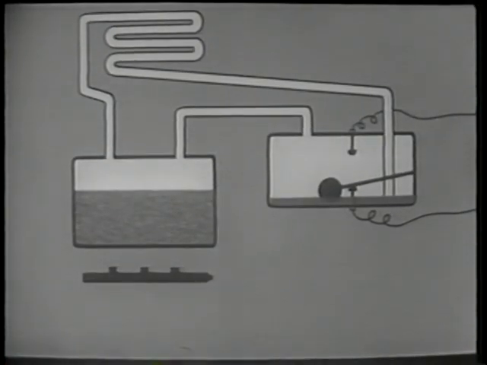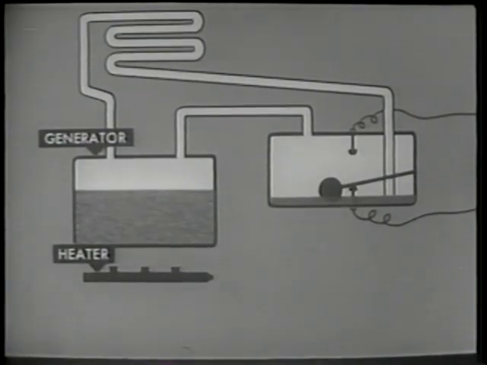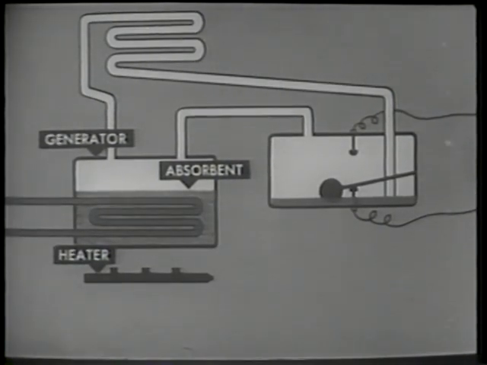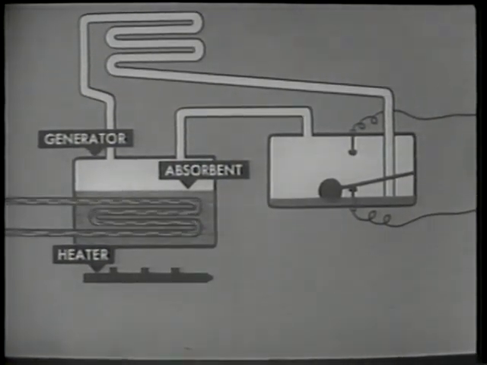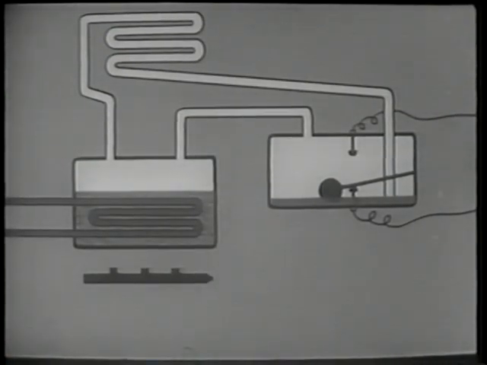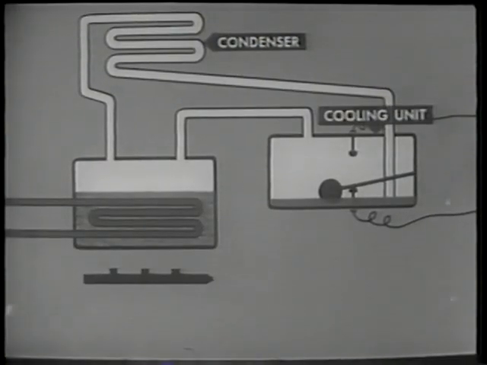The driving force in the absorption system is heat, and a heater and generator take the place of the compressor. The generator contains an absorbent, a liquid or solid which has absorbed the refrigerant. Water passes through a coil to cool the absorbent and permit it to reabsorb the refrigerant at the proper stage of the cycle. A simplified diagram of the system is filled out by a condenser and a tank which serves as liquid receiver and cooling unit. Check valves guarantee the movement of the refrigerant in only one direction.